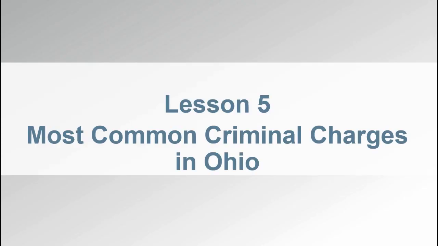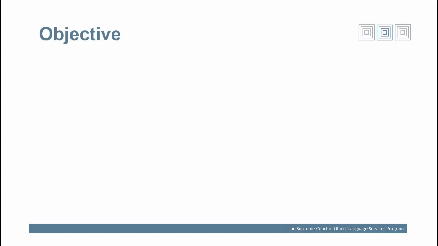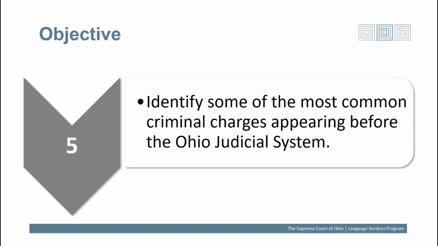Lesson 5. A brief overview to identify some of the most common criminal charges in Ohio according to Title 29 of the Ohio Revised Code. The objective here is for participants to be able to identify some of the most common criminal charges appearing before the Ohio judicial system and learn a glossary definition of them.